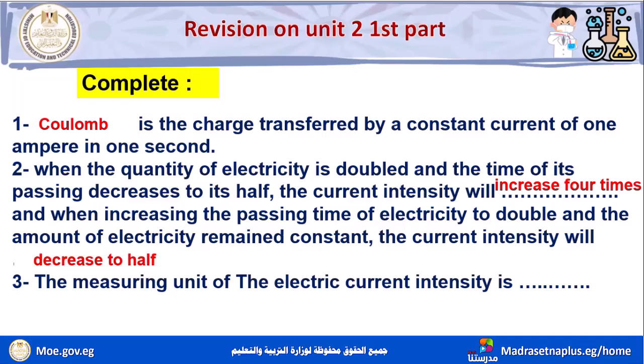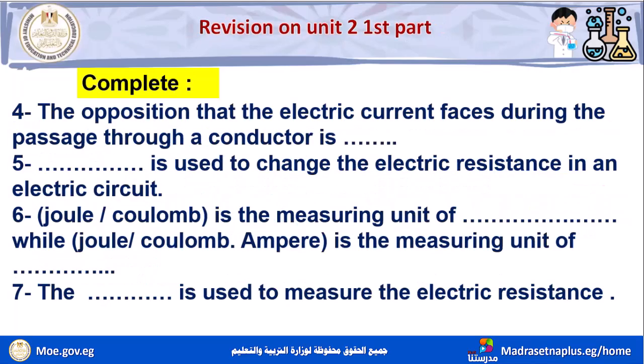Number three, the measuring unit of the electric current intensity is ampere. Number four, the opposition that the electric current faces during the passage through a conductor is electric resistance.